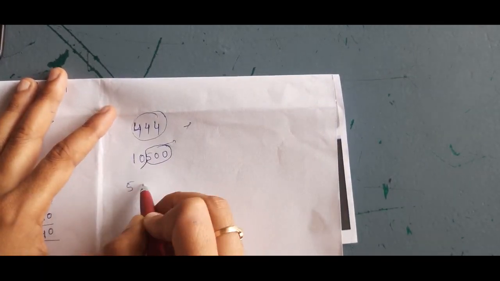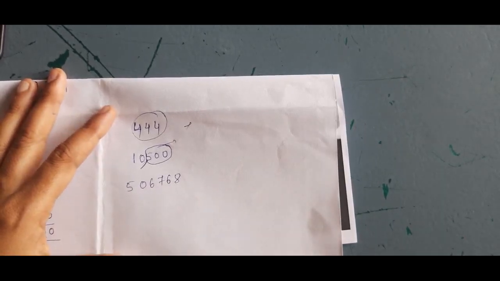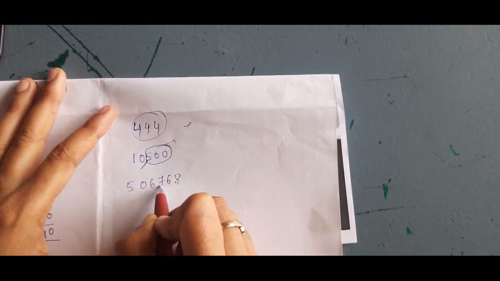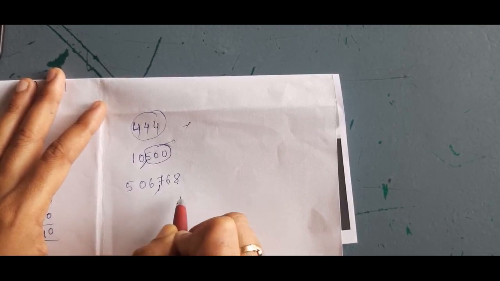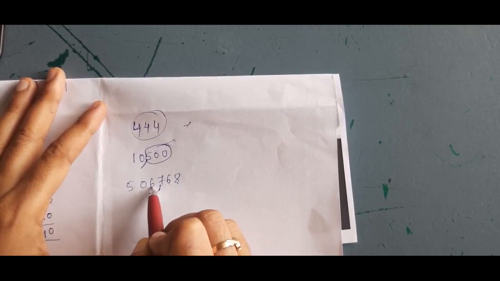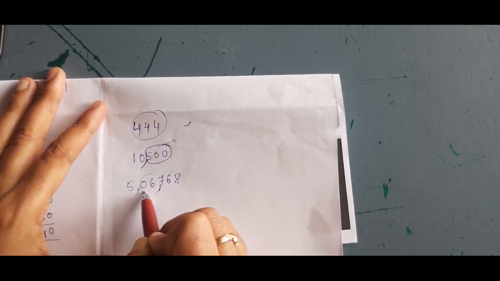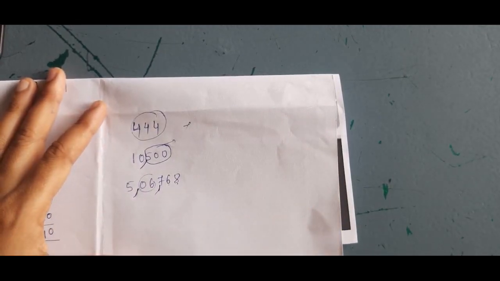In this one, first the ones period: ones, tens, hundreds, and we should insert a comma after finishing. After finishing, which period will come? Thousands. How many place values are in the thousands period? 2: thousands and ten thousands. We have to insert a comma because the thousands period is completed. So we have to insert a comma.